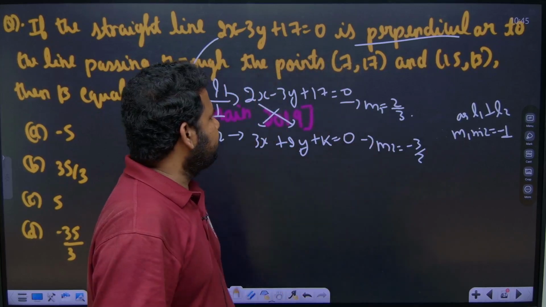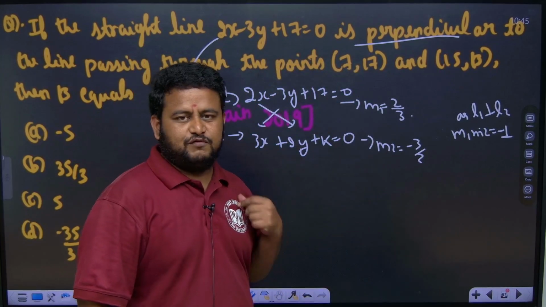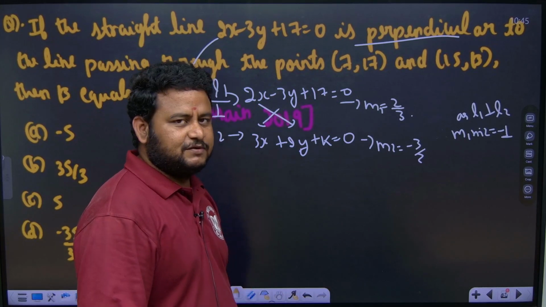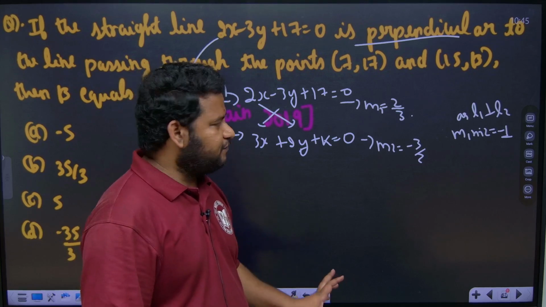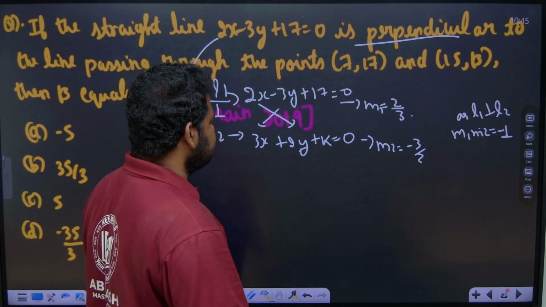Now I got m2, and I have 2 points. The two point form you can use, that is nothing but y minus y1 is equal to the slope times x minus x1. So we can use it as what?